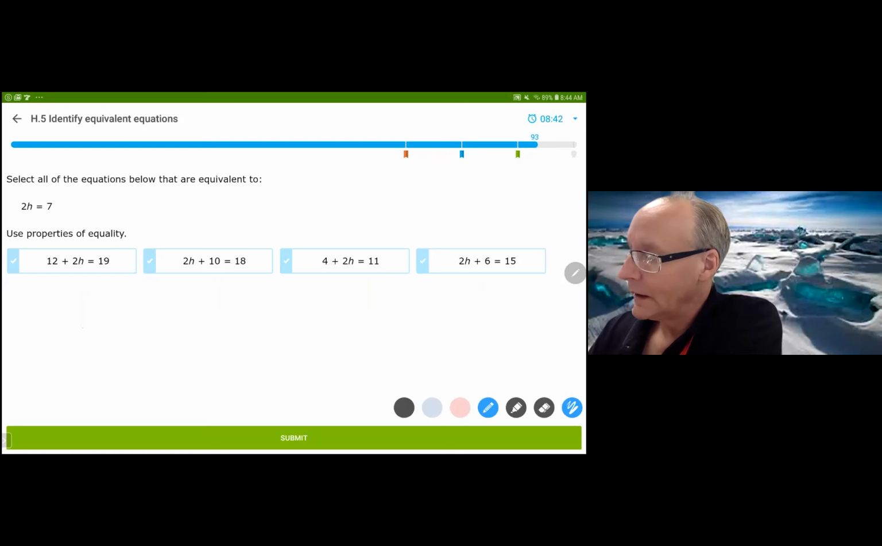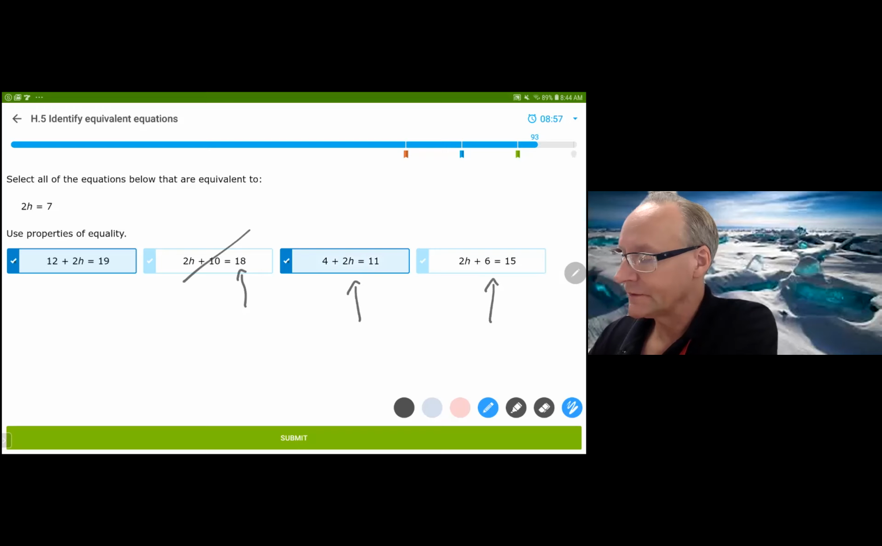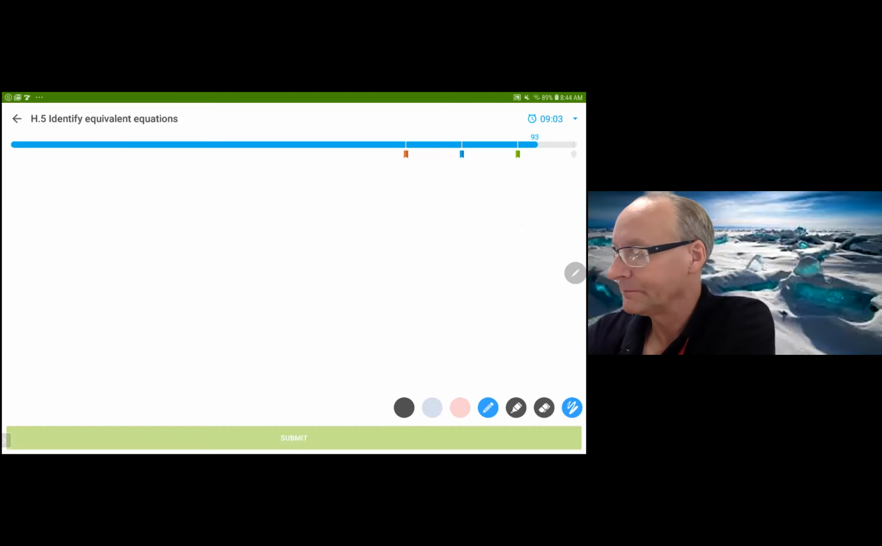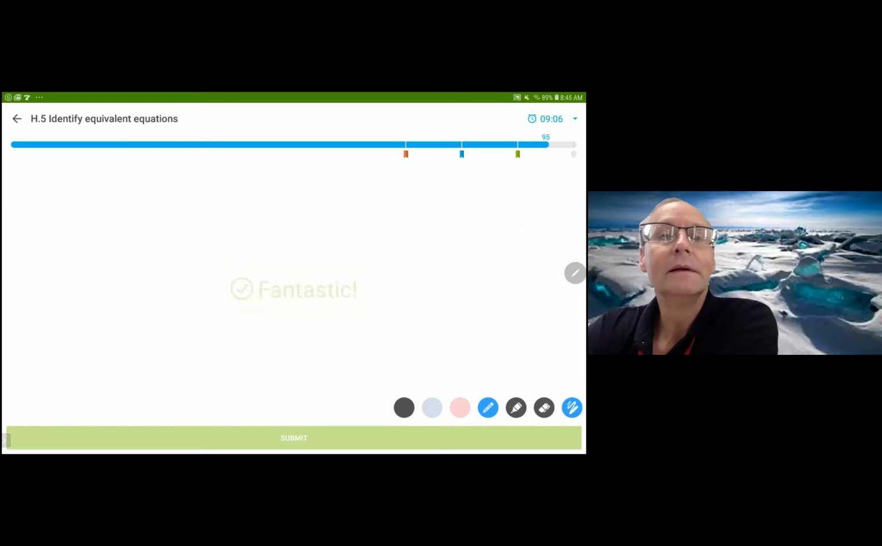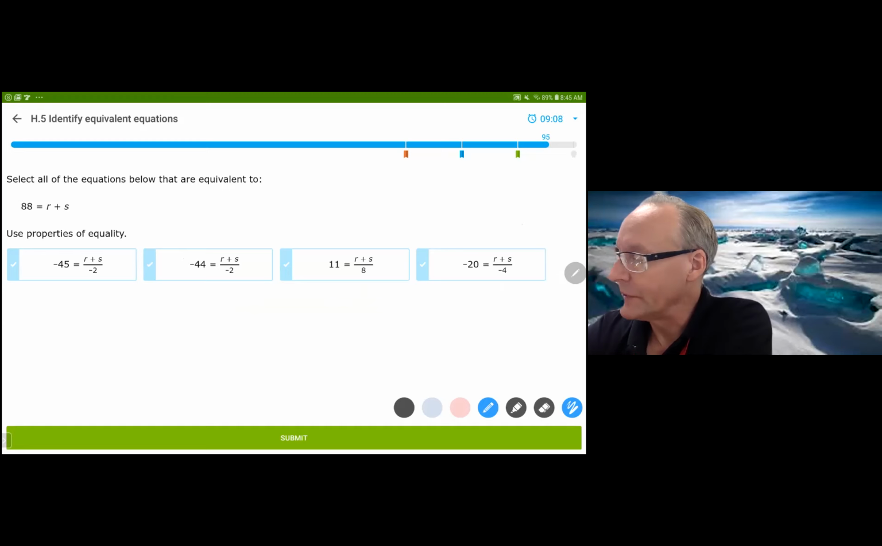Okay. Looks like we added 12, which is correct if we add 12 to both sides. If we add 10 to both sides, we would have gotten 17 there. In this one, we added 4 to the left and 4 to the right. And in this one, we added 6 to the left, but not to the right. Come on. All right, looks like a couple more maybe.